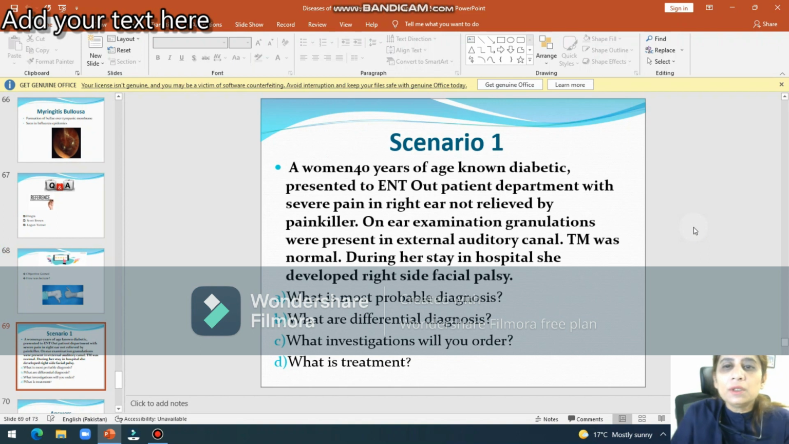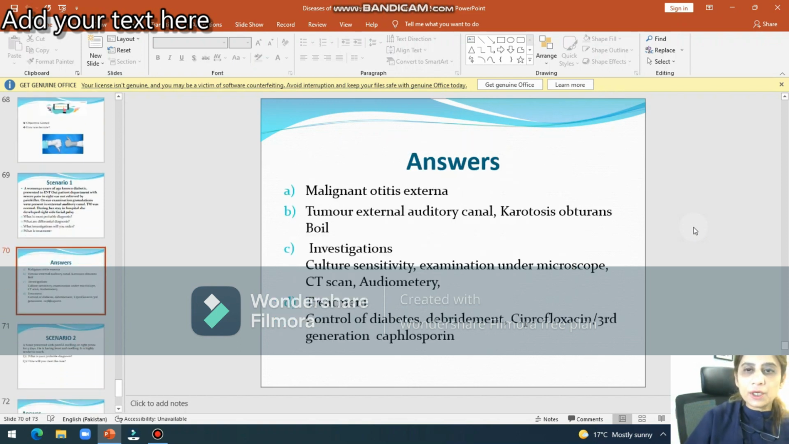A woman, 40 years of age, non-diabetic, presented to the ENT OPD with severe pain in the right ear that is not relieved by painkillers. On ear examination, granulations are present in the external auditory canal. Tympanic membrane is normal. During her stay in the hospital, she developed right-sided facial paralysis. So, what is your most probable diagnosis? What are the differential diagnoses, and what investigation will you order in this case? And what is the treatment?